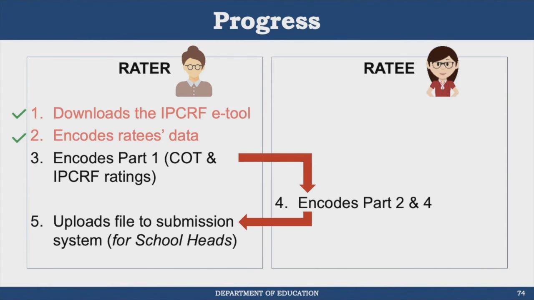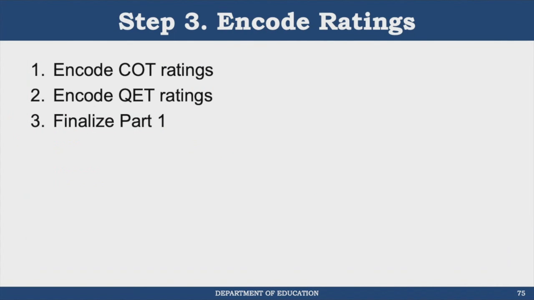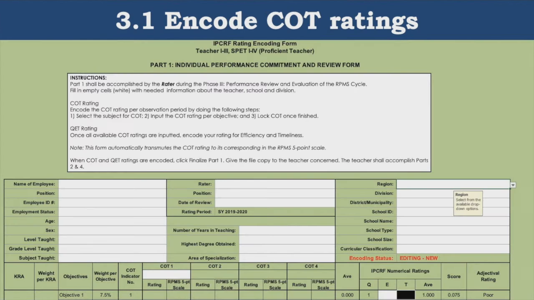We now have completed step 2. Let's proceed to the next step, encoding of part 1, the CoT and IPCRF QET ratings. Here are the activities involved: CoT ratings, QET ratings, and then finally finalizing part 1. So here, let's go back to the encoding tab and let's look at part 1.